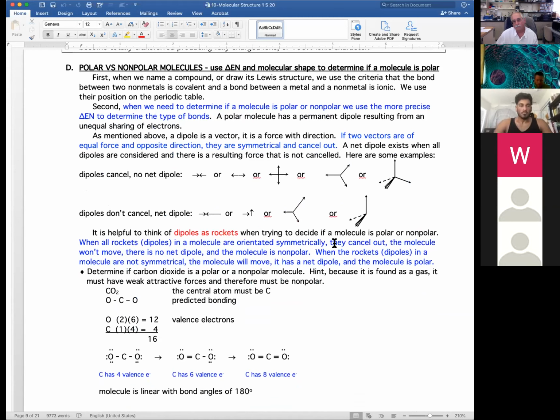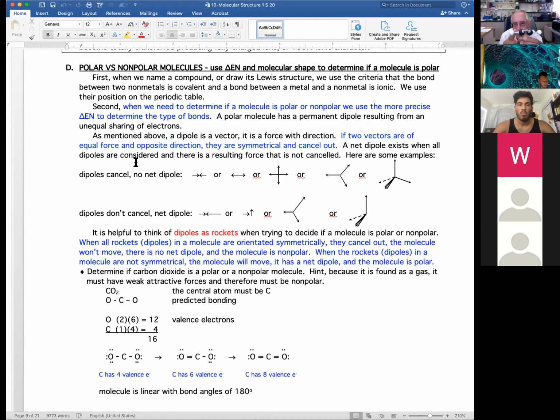Polar versus non-polar molecules. We use electronegativity and the molecular shape to determine if the molecule is polar. This has to do with vectors. So let me ask you a couple of questions. Look at this molecule right here. Is this molecule symmetrical? Yes, it is.